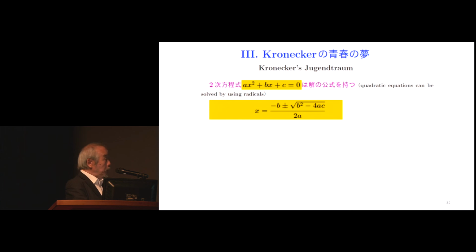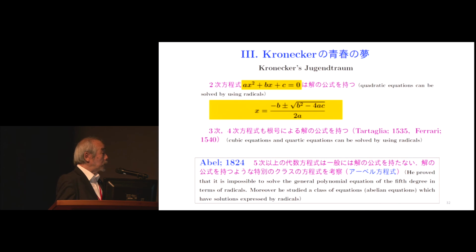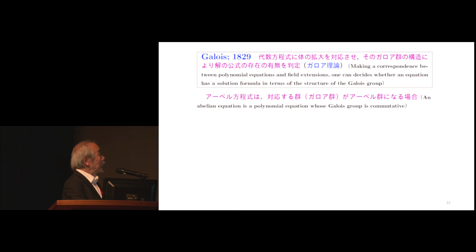This is about equations. I think you know the quadratic equation, which can be solved by using radicals. And Tartaglia and Ferrari separately proved that the cubic and the quartic equation can be solved by using radicals. But in 1824, Abel proved that it's impossible to solve the general polynomial equation of the fifth degree in terms of radicals. He studied a class of equations, which is now called abelian equations.